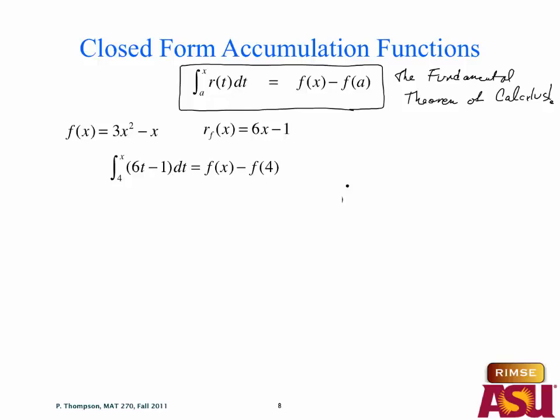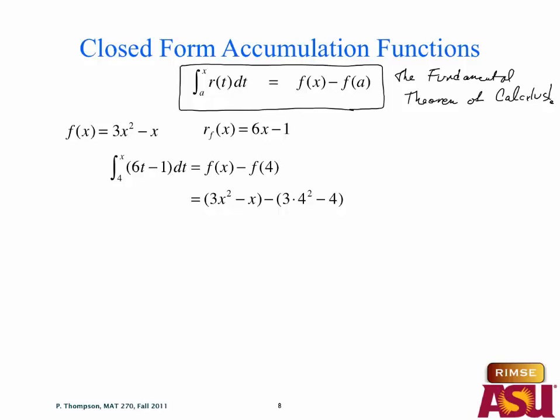Okay, what is f of x? But we know what f of x is. What is f of x? 3x squared minus x. What's f of 4? What you get when you plug 4 into f, right? 3 times 4 squared minus 4. Okay, so what did we just find?